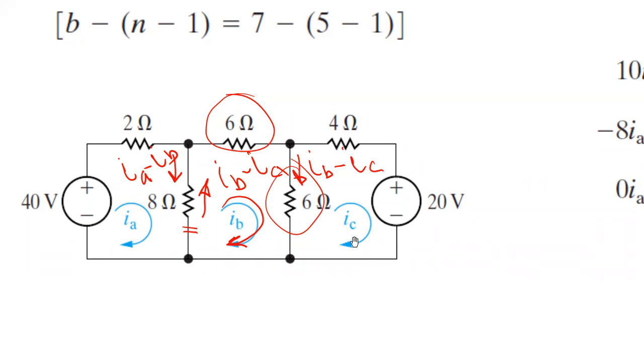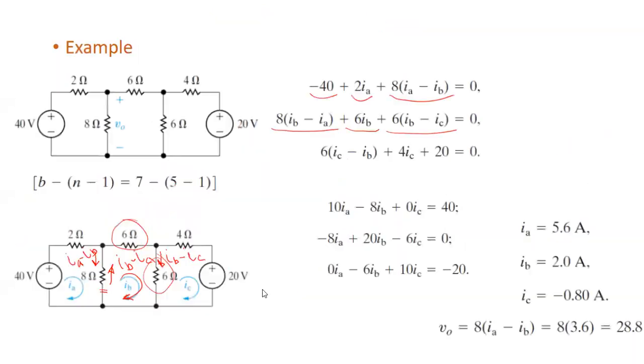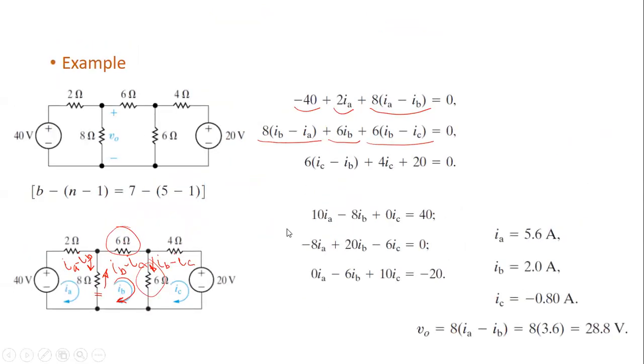Done. So 6 will be multiplied by what? IC minus IB. And 4 will be multiplied by what? IC. 20 will be positive or negative? Positive. Thank you so much. Okay, so this is the last equation: 6 times (IC minus IB), plus 4 IC, plus 20 positive, equal to 0.